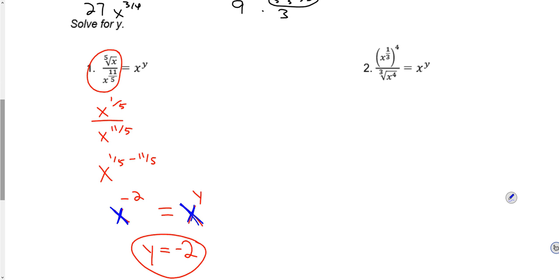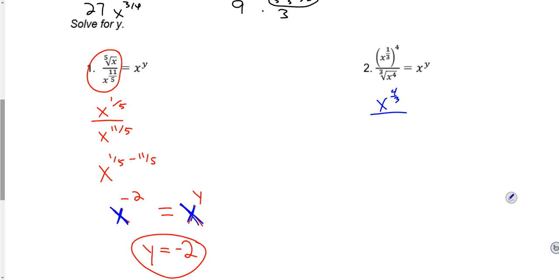I'm going to show you the last one. We might as well. We're 45 minutes in. We're going to do it all. Okay, so I don't like to see parentheses. I don't like to see radicals. So let's use the rules here. What do I do with the 4 and the 1/3? Multiply them. So this is x to the 4/3.